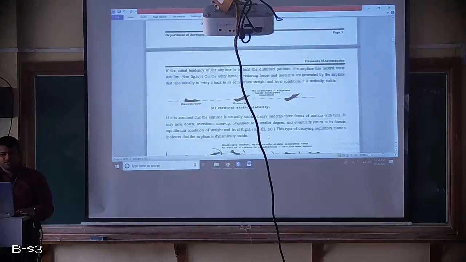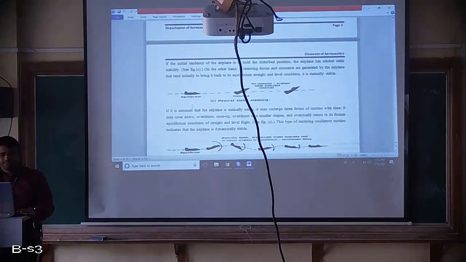And neutral, what will happen? We can see here it is in equilibrium condition, and now it's disturbed. Due to that, you can see the aircraft nose is up, but after some time there is no change in its pitch up movement. It is neither decreasing nor increasing. It remains the same. That is called neutral static stability, which we explained before.